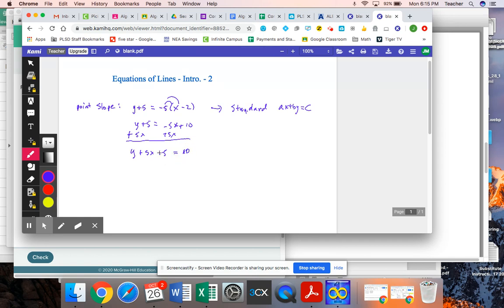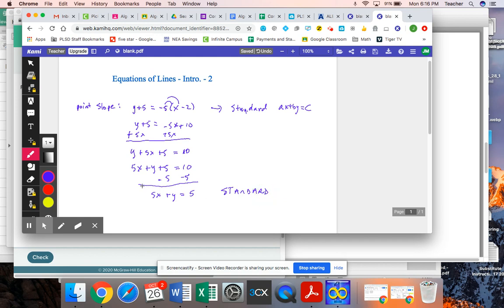All right, closer, closer. I have the y and the x. Let me rewrite this. Let me put the x first because it looks more like our x form here. So 5x plus y plus 5 is equal to 10. I just rewrote it so it can look similar to this. Doesn't matter. But I do need to get this 5 out of here. So let me subtract 5 from both sides. All right, so I'll have 5x plus y is equal to 5. So this is indeed standard form.